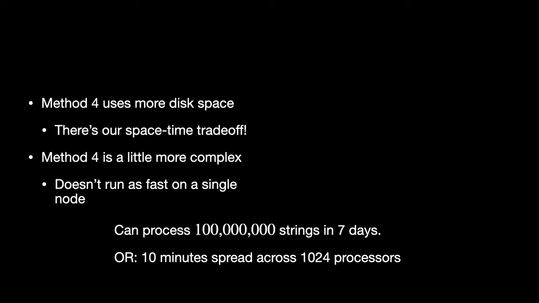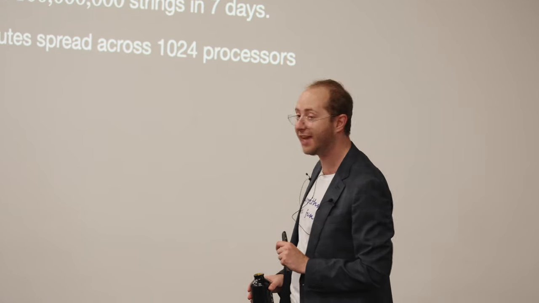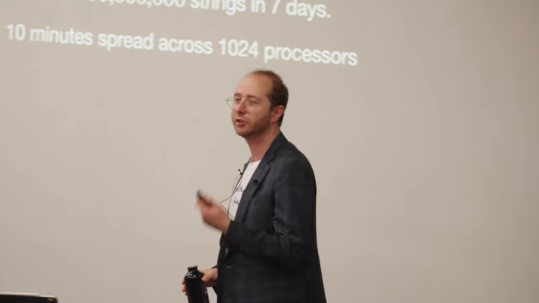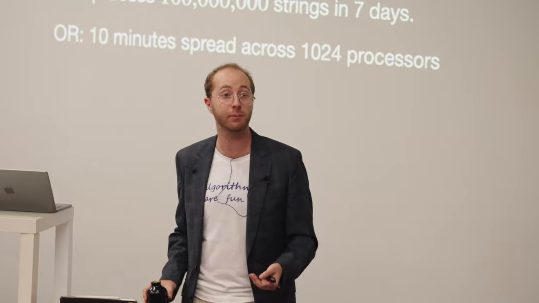Method 4 uses more disk space. So it has to store some of the information to help split up the work. That's our trade-off that we talked about before. It's also a bit more complex. So if you're running it on a computer with one core, it's not going to be as fast. But it can process 100 million strings in 7 days on one core, or 10 minutes if we spread it across 1,024 processes. So this is where we're starting to get to the level of supercomputers that have a lot and a lot of these cores.